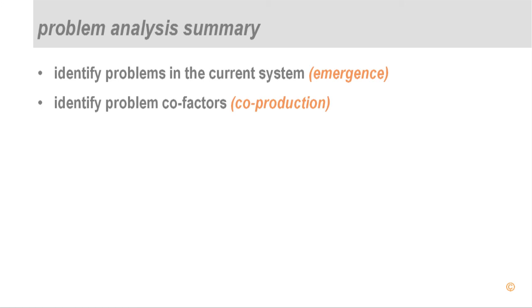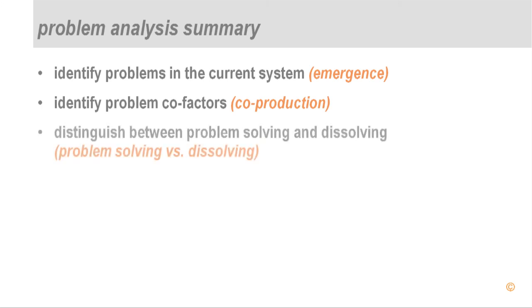So identification of problem cofactors has to do with the fact that everything in the universe is co-produced. Then you were asked to distinguish between problem solving and dissolving, and this has to do with the distinction between problem solving, which is restoring the system to the current future, and problem dissolving, which implies creating a new, transformed future for the system.